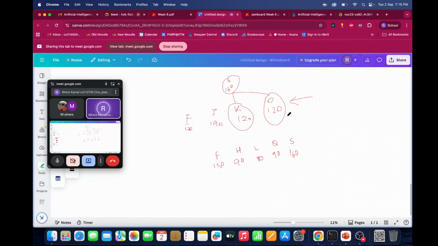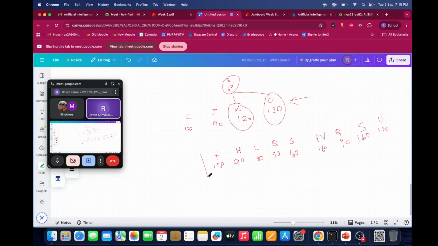We also have to look at the possible children of O, which are N with heuristic value 160, Q with heuristic value 90. See, again Q is appearing twice, right? Because they are following different paths. This Q is via S, K and then Q, and this Q is via S, O and then Q. Then we have S again with heuristic value 160, and then we have U with heuristic value 150.